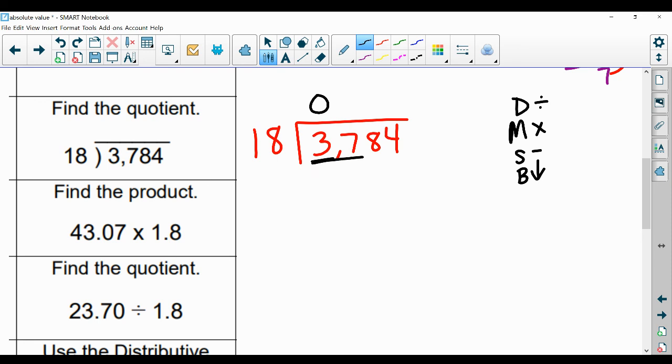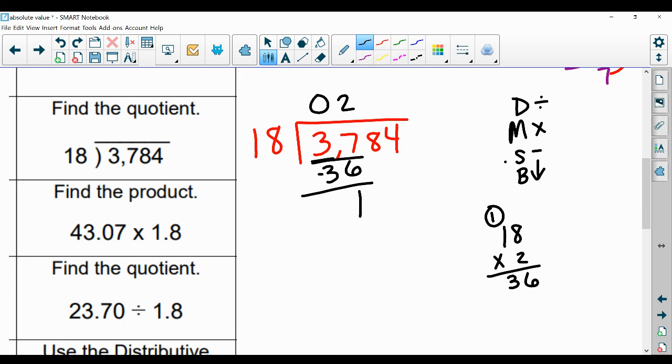How many times will 18 go into 37? Well, you instantly want to say 1, but what about 2? Let's try 2. 18 times 2. 2 times 8 is 16. Carry my 1. 2 times 1 is 2, plus 1 is 3. 36 will work because it's smaller than 37, but it's super close to 37. So I can use this. 37 minus 36 is 1.